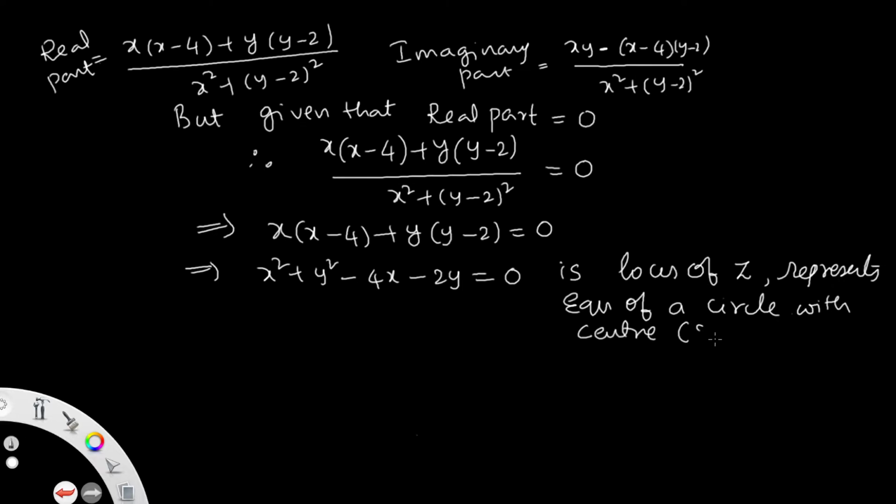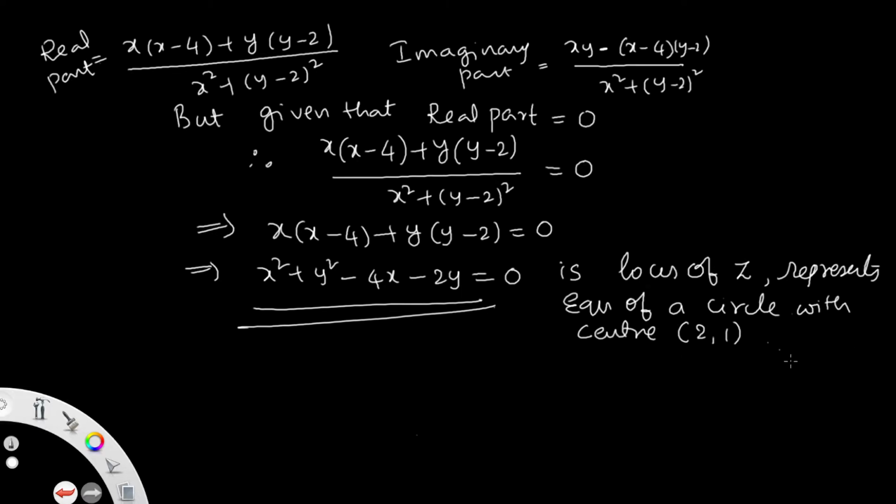So this is the question. This carries 4 marks in the IP examination. The equation of the locus is x square plus y square minus 4x minus 2y equal to 0. It represents the equation of a circle with center (2, 1). We did not take the imaginary part because in the question only the real part is given, so only that should be made 0. Then after simplification you get the locus, which represents a circle with center (2, 1).